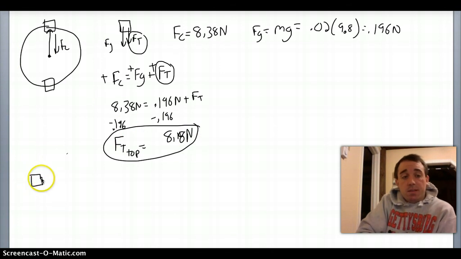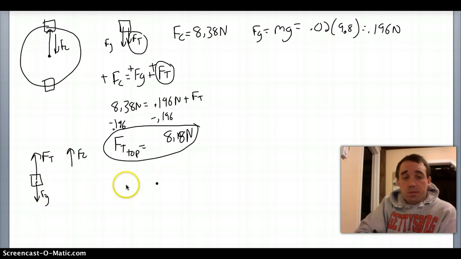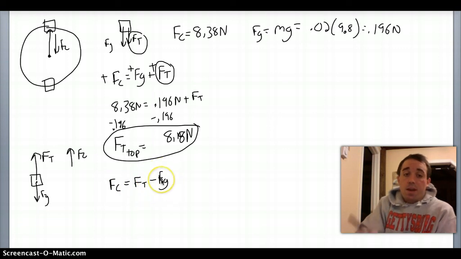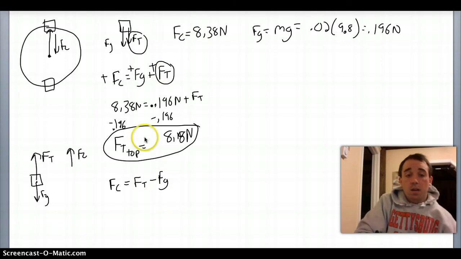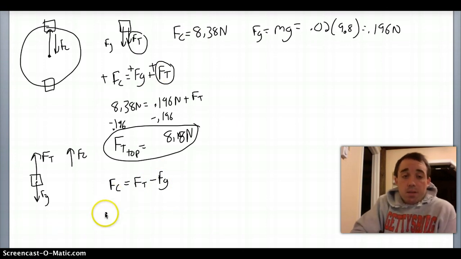At the bottom, it's a little different because my tension force has to pull up, and so does my net centripetal force, which is upwards. But I have force of gravity that's pulling me down. So the equation that I had up here is a little different. My centripetal force is up, so that's a positive number, equals my tension force, which is up, that's a positive number, minus my force of gravity. So, because force of gravity is down, in this case, my centripetal force is 8.38, trying to find my tension force minus the force of gravity.